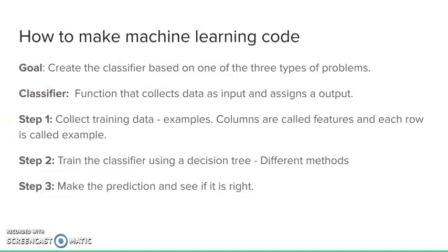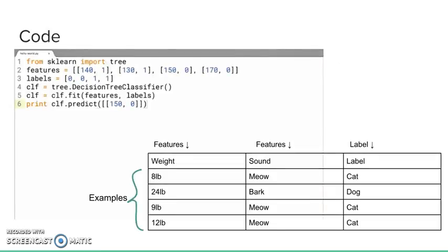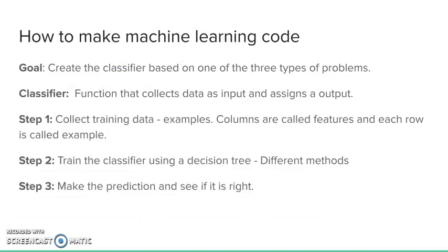The last step is to check if it works or not. If we tell the computer that we have an animal that is 15 pounds and barks, based on the table over here, we can see that this would be a dog. And when the computer processes this, this is what the result should be. If it is wrong, then go see what the mistake might be and fix it.